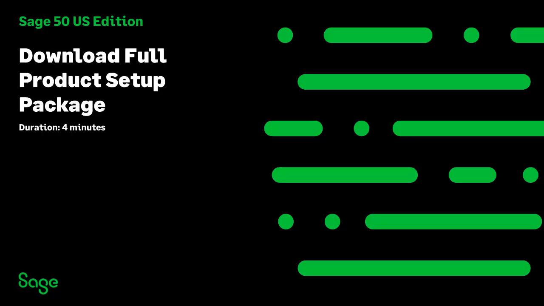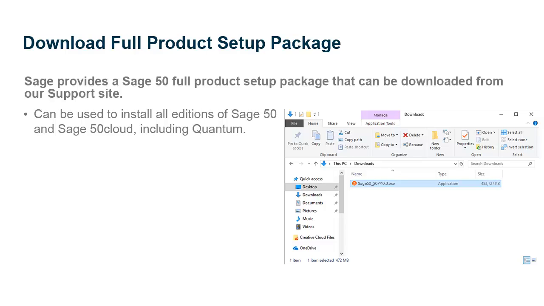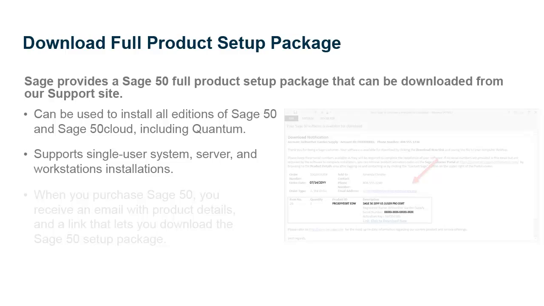Edition Anytime Learning topic. In this topic, you will learn how to download the Sage 50 Full Product Setup Package. Sage provides a Sage 50 Full Product Setup Package that can be downloaded from our support site. This one package can be used to install all editions of Sage 50 and Sage 50 Cloud, including Quantum, on a single user system, on a server, and on workstations.